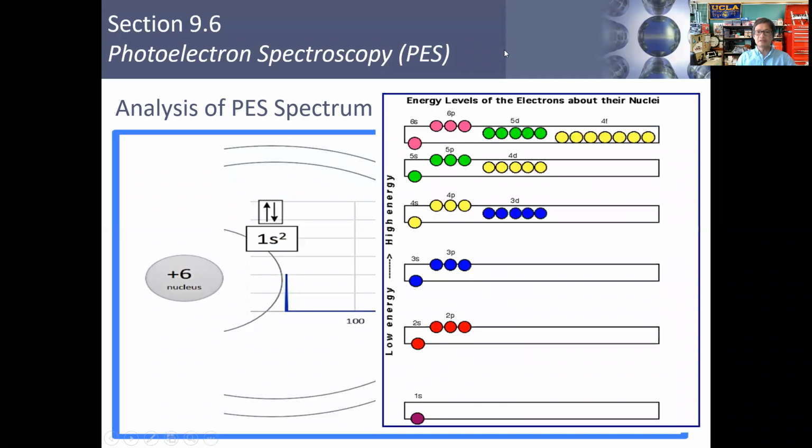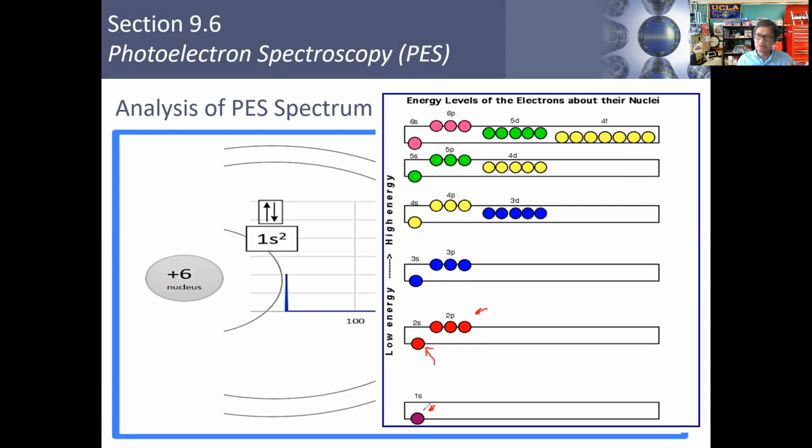So with that said, I just want to highlight a point here again for you. Remember, 1s is lower in orbital. The 2s and the 2p are all separate. The 2p are higher in energy than the 2s, and the 1s has the lowest energy, which means that it's closest to the nucleus.